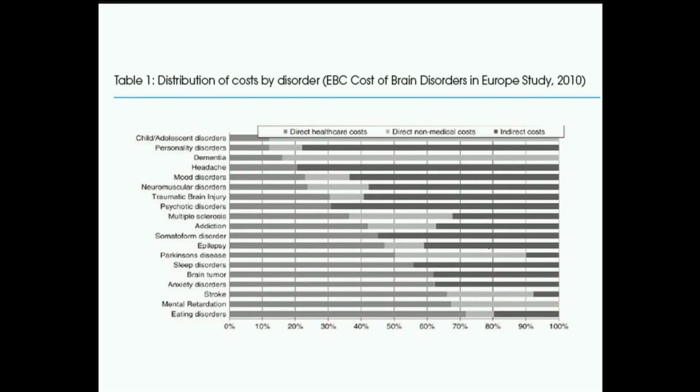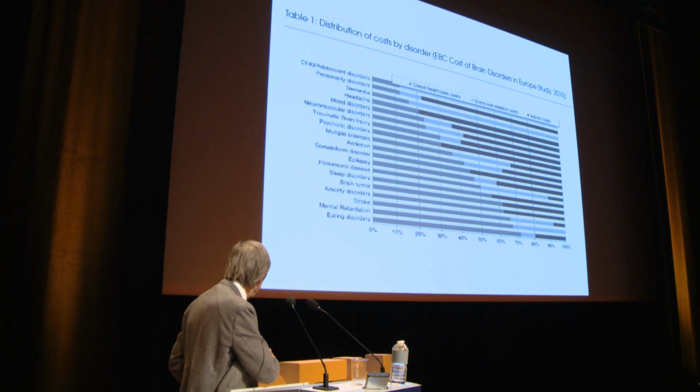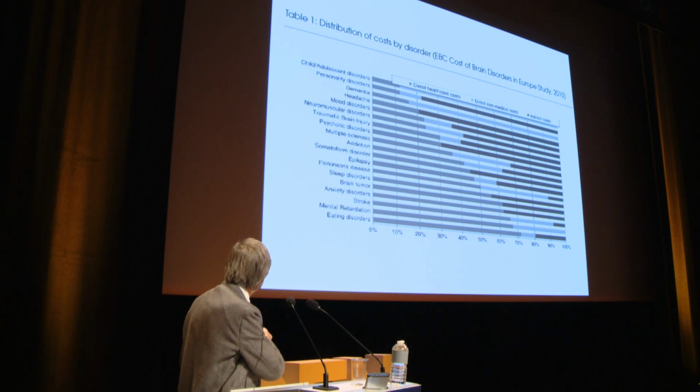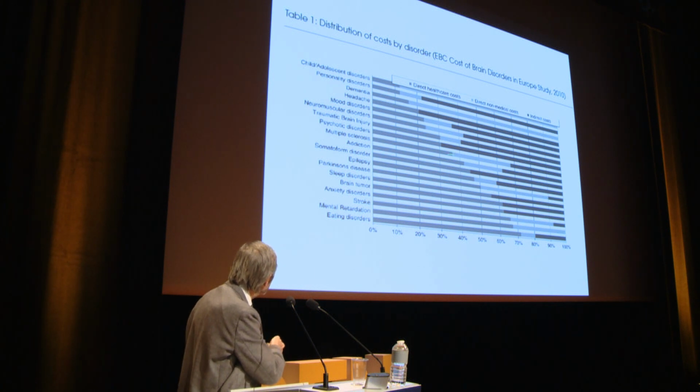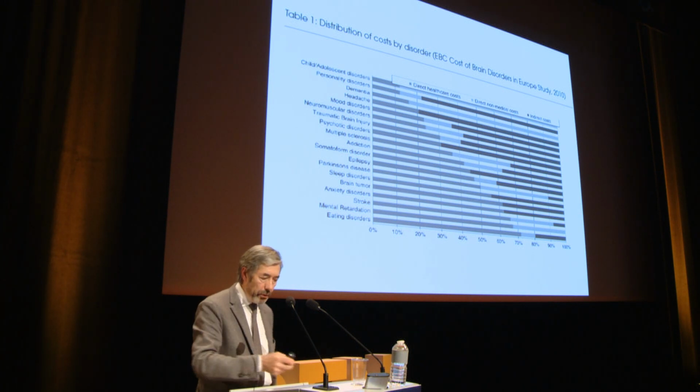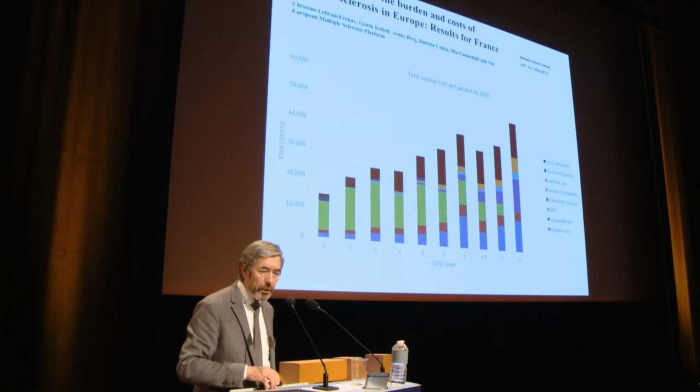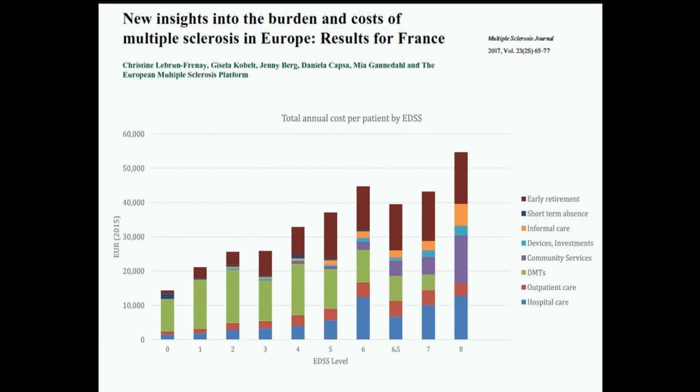This is the presentation of the cost which was published in Europe for all the brain diseases. Multiple sclerosis is there. And you see that for multiple sclerosis here, the direct medical cost, the indirect medical cost, and the indirect cost, the rate is one-third, one-third, and one-third at the moment. But we have at the moment, thanks to Christine Lebrun-Frenay, new insights into the burden and cost of multiple sclerosis in Europe, and particularly in France.